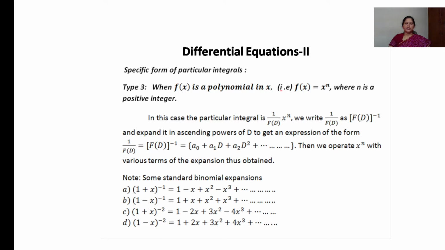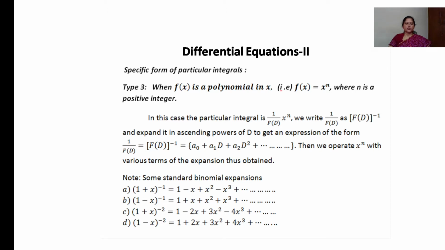So for this type we need some binomial expansion. With the binomial expansion only we are going to simplify this method. So here we have some expansions of binomial, that is 1 plus x whole to the power minus 1 is equal to 1 minus x plus x square minus x cube plus etc.